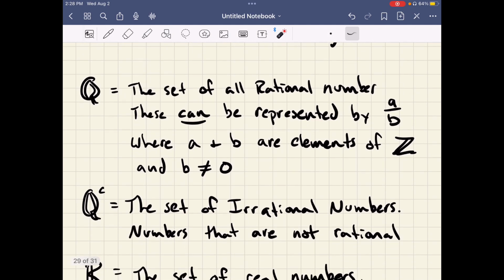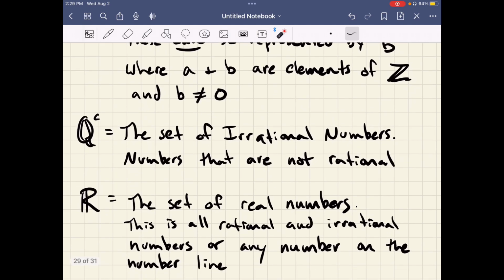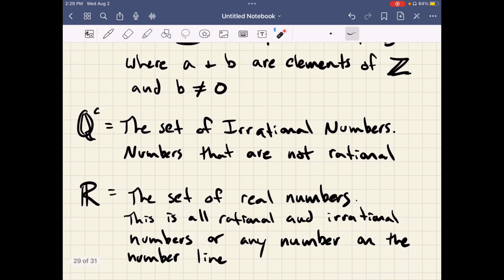All right, the irrational numbers are going to be similar. It's going to be Q, and then we're going to have a superscript C right there. That is going to indicate the irrational numbers, and these are just numbers that are not rational. We're going to talk about in a second a good example of an irrational number, which would be the number pi. The next set of numbers is going to be called the set of real numbers, as indicated by this capital fancy R here. And these are all rational and irrational numbers put together.